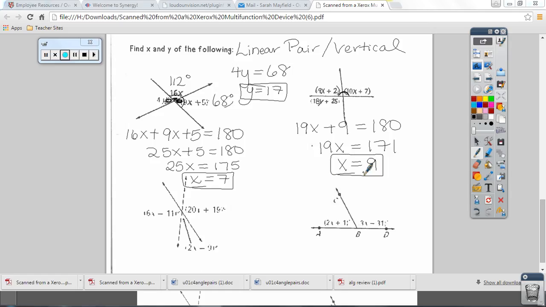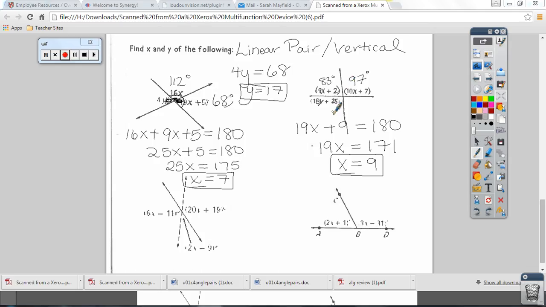Am I done? No. I have to find y now. So let's plug it in for x. 9 times 9 plus 2 is 83 degrees. 10 times 9 plus 7 is 97 degrees. You might also want to double check and make sure these two angles equal 180 degrees. So okay, now let's try to figure this out. Using these two angles, how am I going to figure out y?